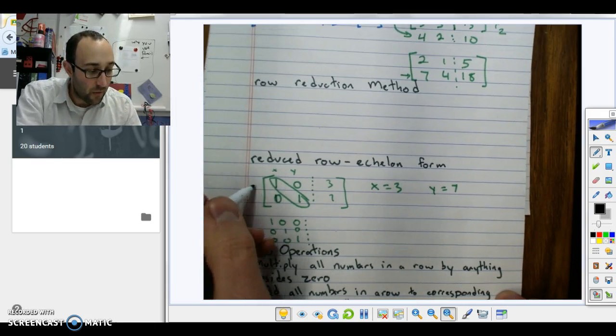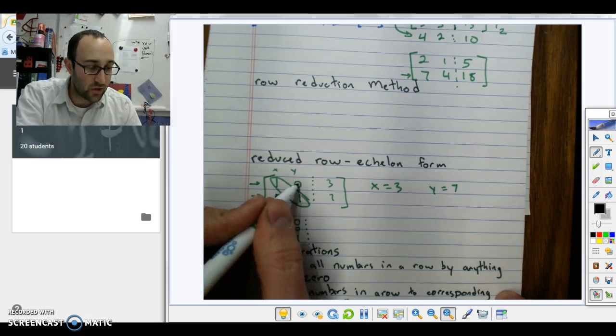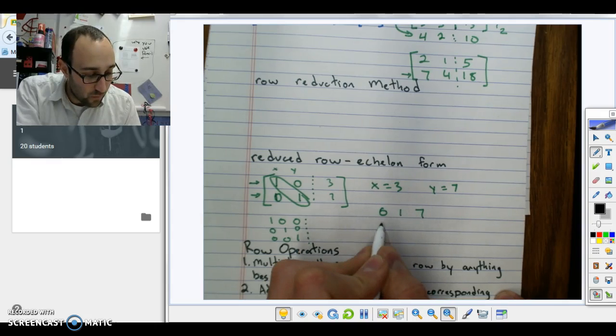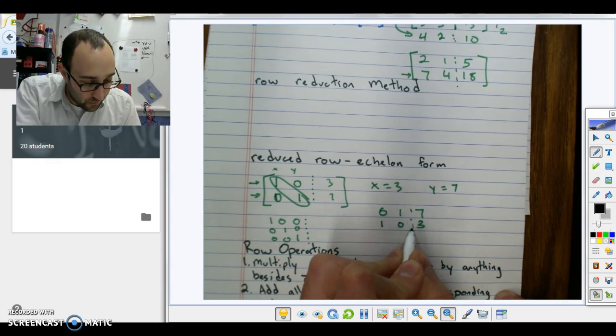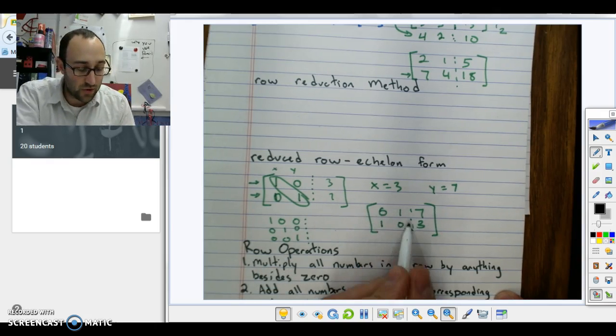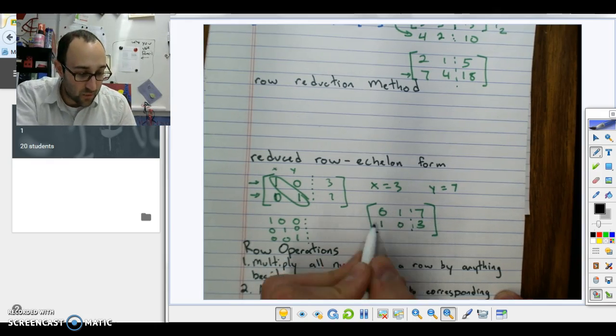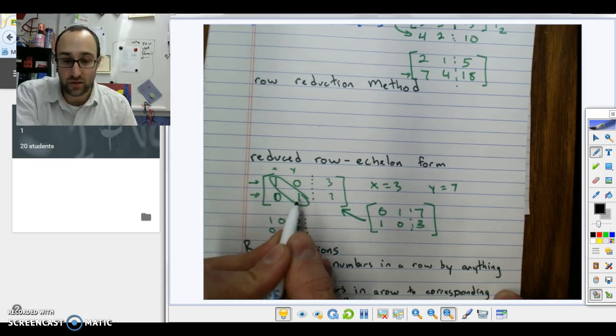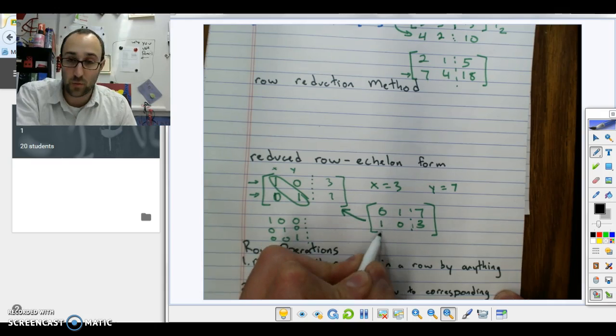So that means if I want to switch these two, it could be 1, 0, 3, 0, 1, 7. I could have it be 0, 1, 7, 1, 0, 3. So we could have something like that where we just switch them. What's kind of nice is that in this way it's not reduced row echelon form. If we switch it back to here, now it is. So that's why it would be kind of nice if we could switch these two.